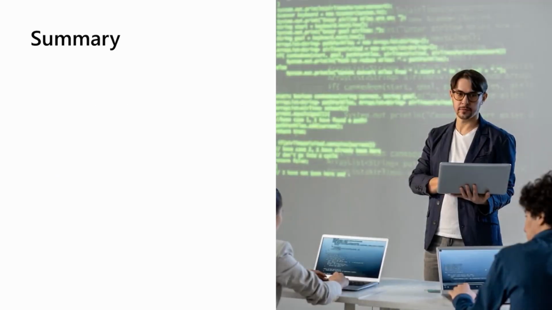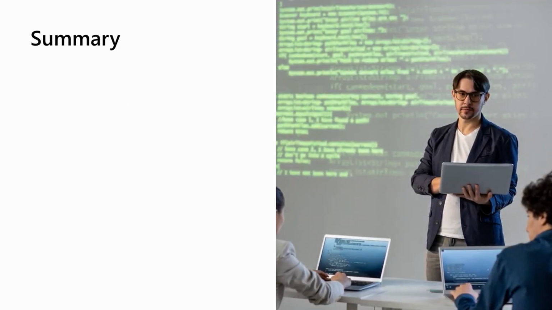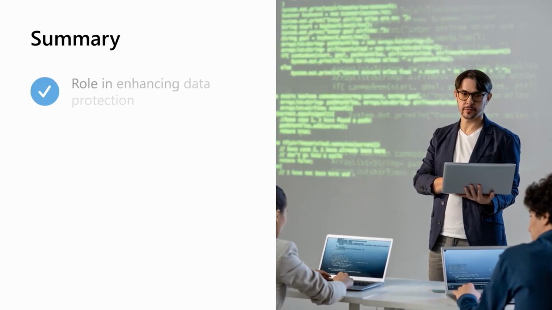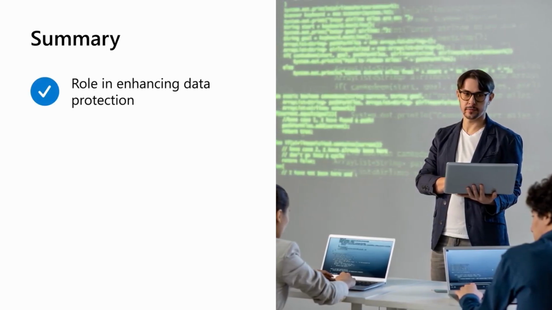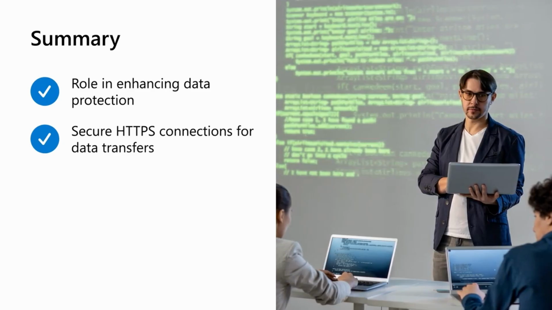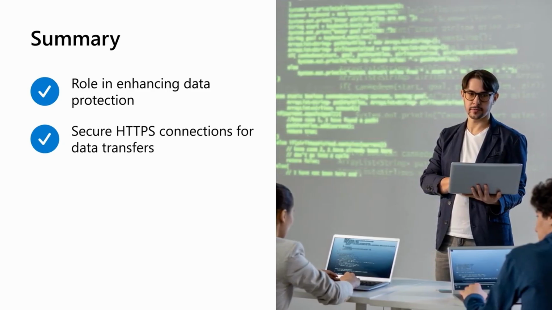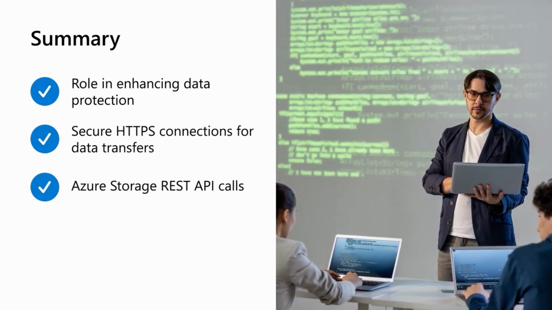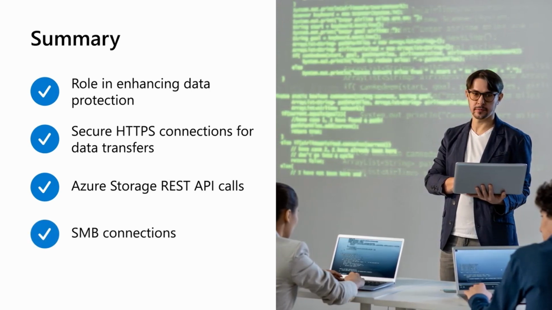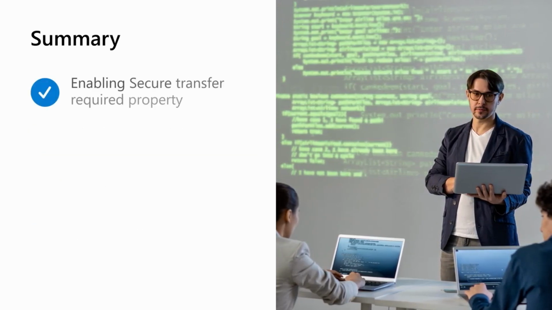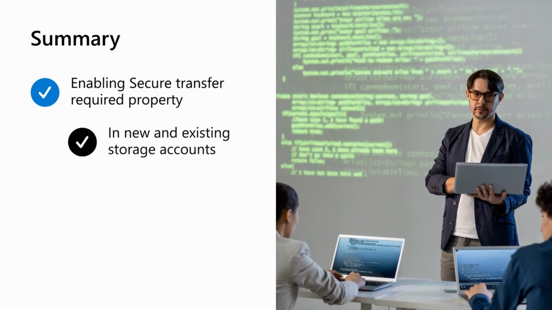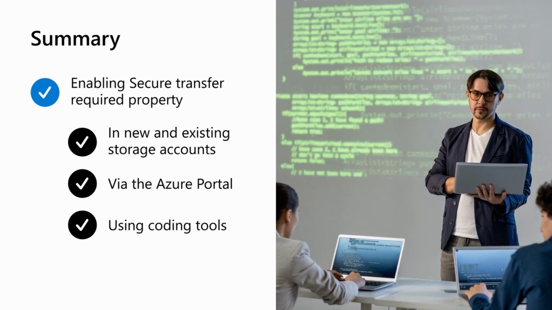Let's review. In this video, you learned about secure transfer required property features' critical role in enhancing data protection by facilitating only secure HTTPS connections for data transfers. We discussed Azure Storage REST API calls and SMB connections, and we explored enabling the secure transfer required property feature in new and existing storage accounts via the Azure portal and using coding tools including Azure AZ PowerShell and Azure CLI.